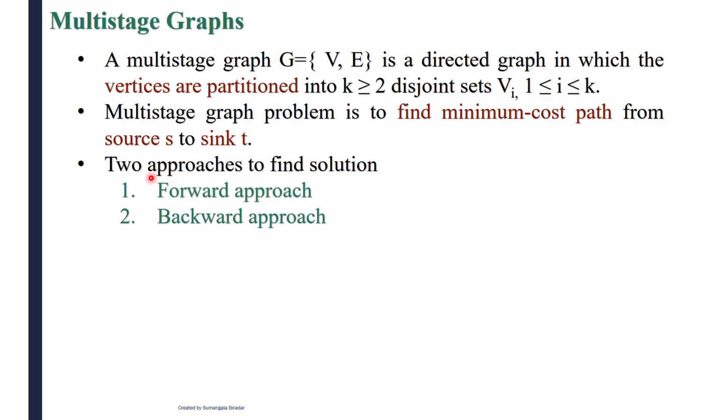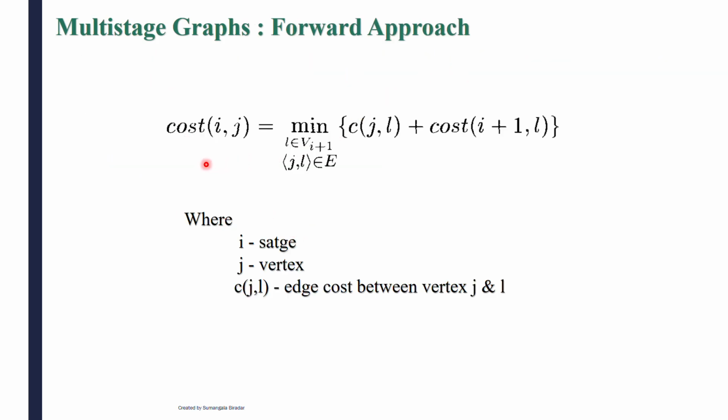To get the solution for this multi-stage graph problem, there are two approaches. One is the forward approach and the other is the backward approach. Let's see the forward approach first. The problem is to find a minimum path from source S to sink T. To get that solution, we use this equation. Here you use the cost of I comma j. Here I is the stage, that is the stage number, and j represents the vertex.